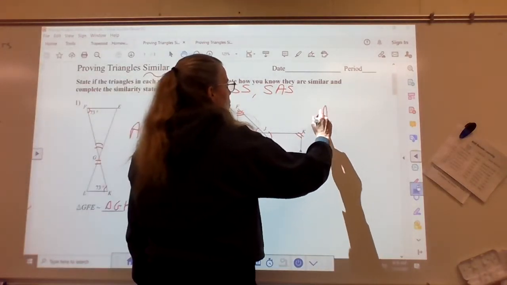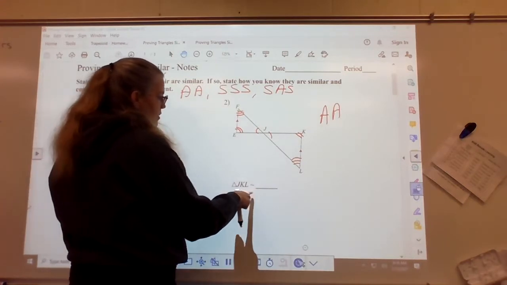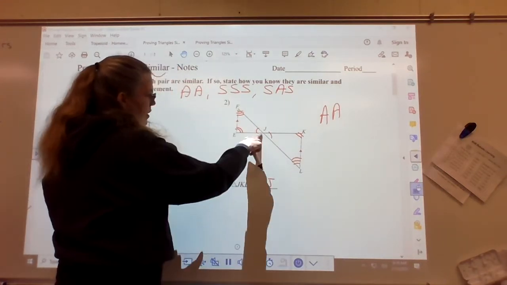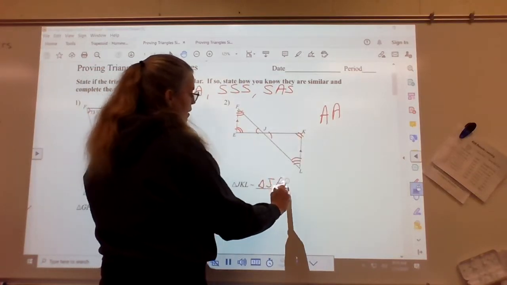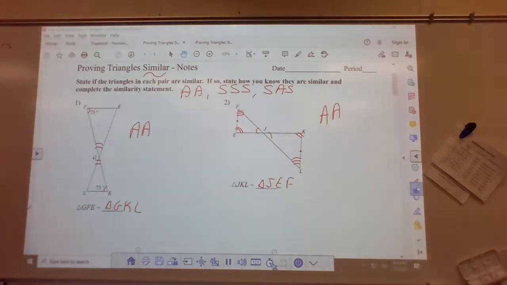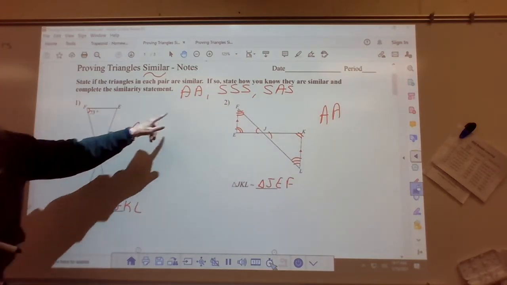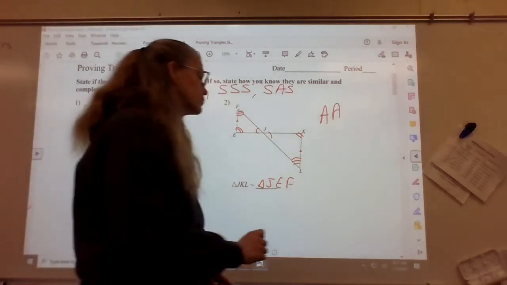So I can use angle, angle. Then I need to write my similarity statement. J, that's the one in the middle, so that's going to stay. K is going to match up with E, and then F. So J, E, F. So these first two are an example of angle, angle. The angle, angle ones are a little bit quicker and easier than the side, side, side, which I'm going to do next. So let me go ahead and scroll down.